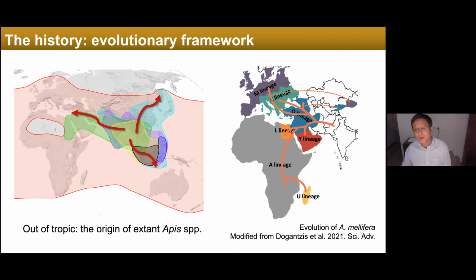The figure on the right was modified from a recent publication in Science Advances, which touches on the issue of the origin of the Western honeybee, Apis mellifera. Basically, they showed the evidence and conclusions that the species actually originated in the Asian area.